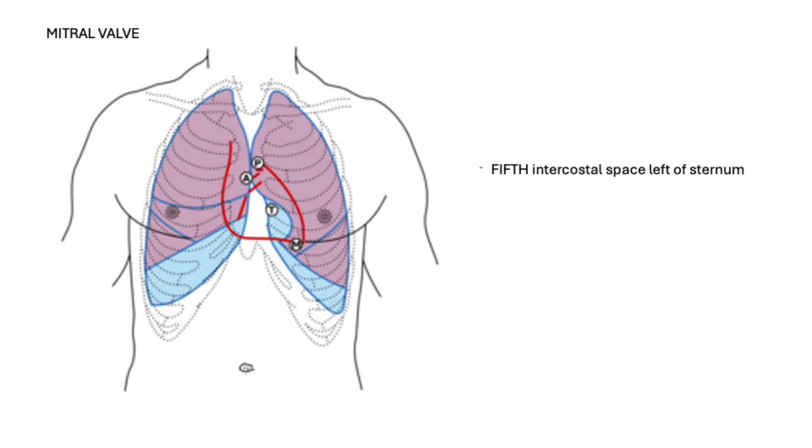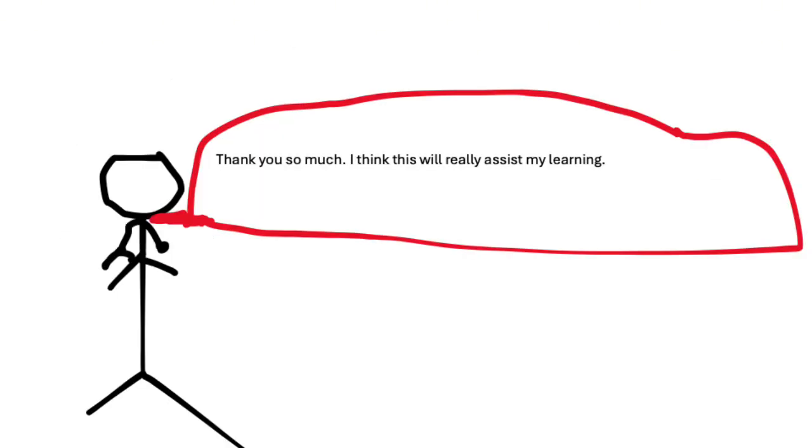Finally, listen to the mitral valve area in the fifth intercostal space at the mid-clavicular line. It's helpful to palpate the carotid pulse while listening, so you can time murmurs with systole and diastole, and that completes the cardiovascular examination.